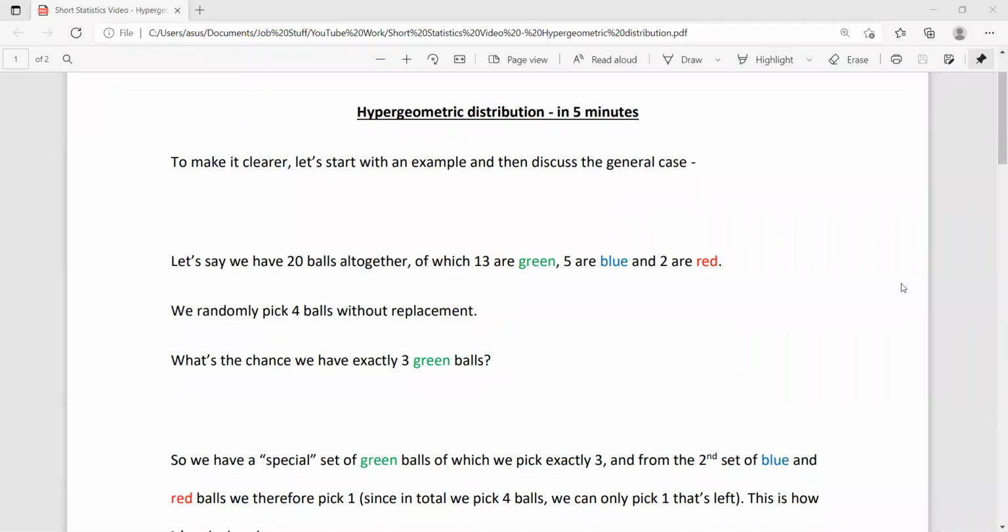Hi there. Today we're going to talk about the hypergeometric distribution in 5 minutes. To make it clear, let's start with an example and then discuss the general case.